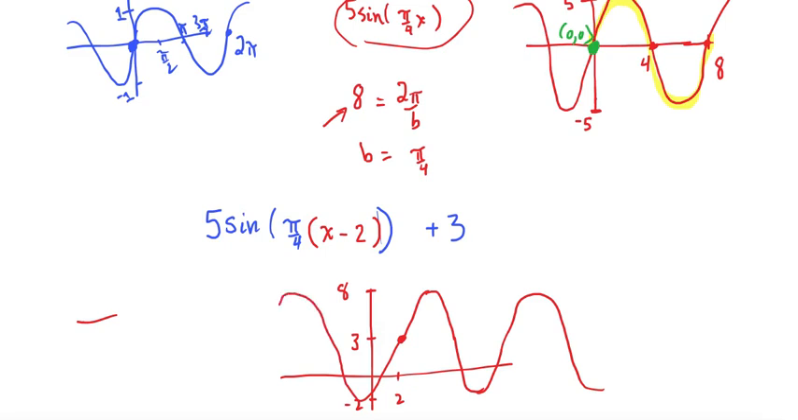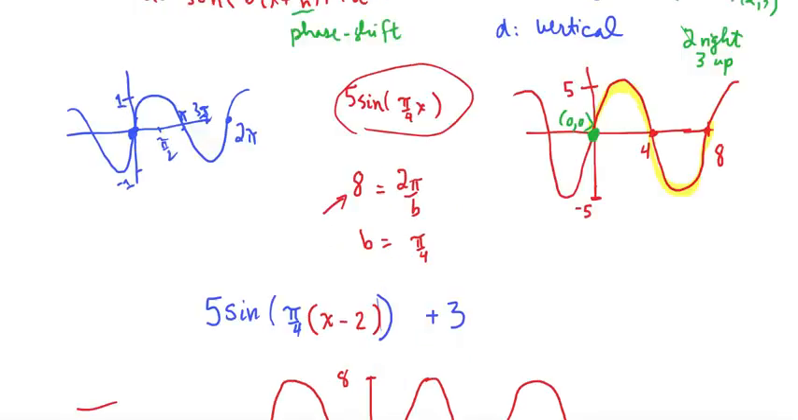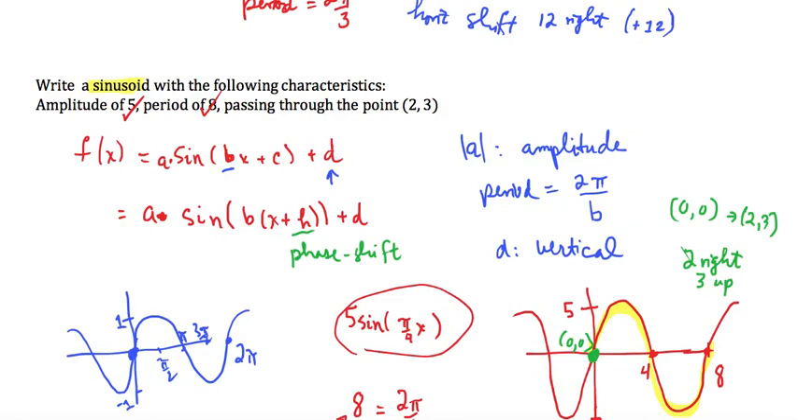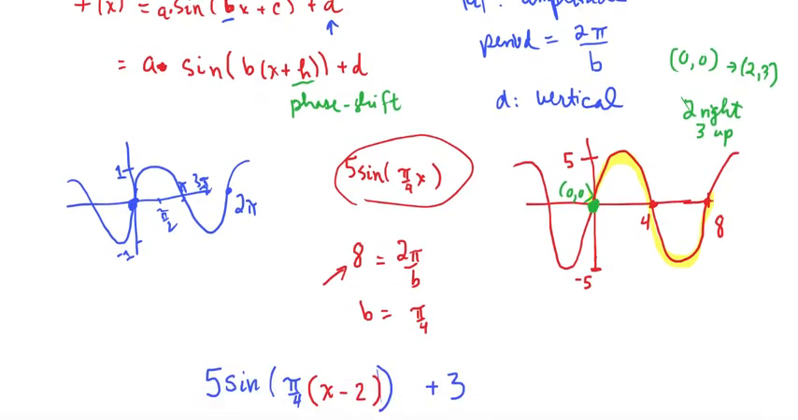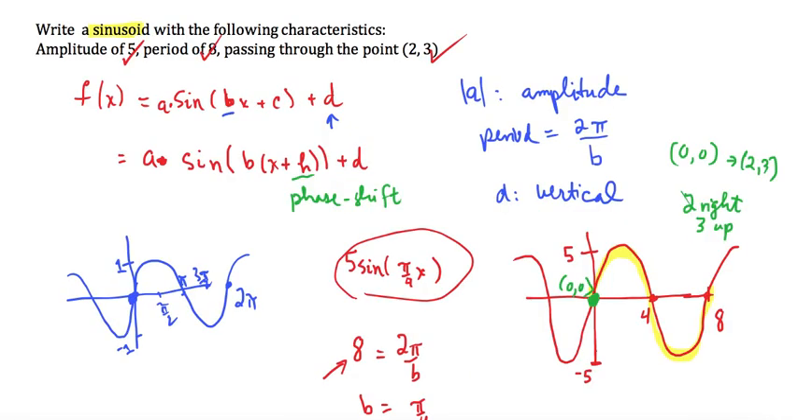And again, not a perfect drawing here, but you can verify on a calculator that this takes care of all the requirements. It has an amplitude of 5, it has a period of 8, and it goes through the point (2, 3). And the phase shift here makes things a lot easier because we can do all of our stretching and shrinking first, and then just move the origin, (0, 0), to the point that we're looking for.